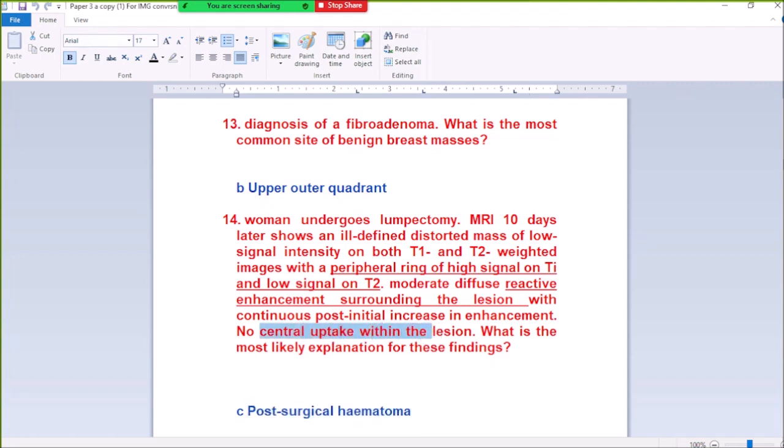And then this MRI shows a peripheral ring of high signal on T1 and low signal on T2. This peripheral ring high on T1 shows hemorrhage, blood content. And then moderate diffuse reactive enhancement is shown in the lesion with continuous post-initial increase in enhancement, so this is post-surgical hematoma.